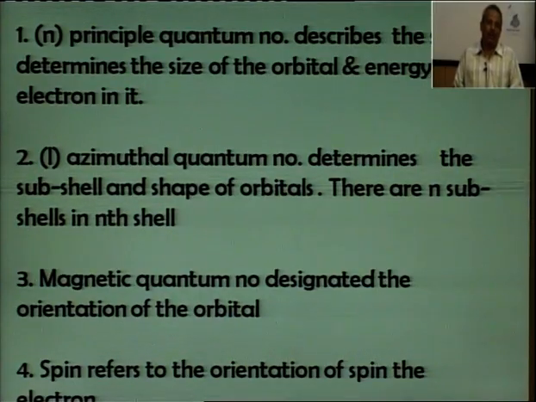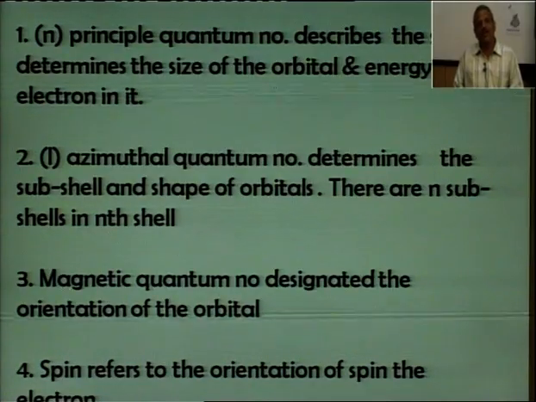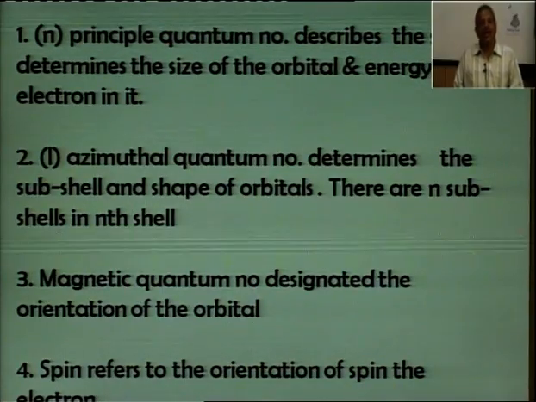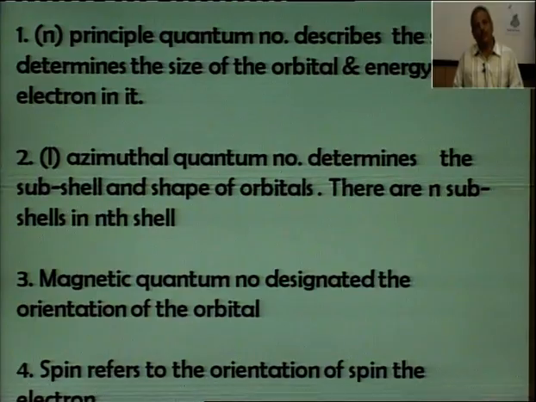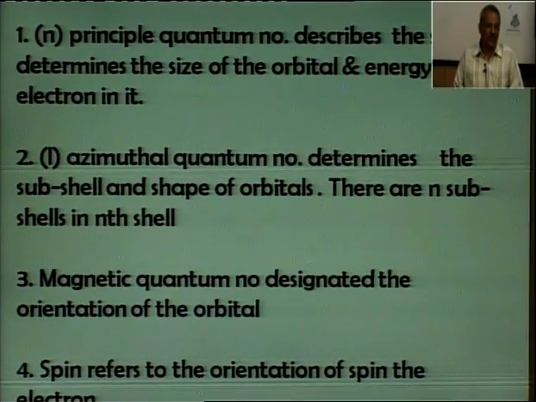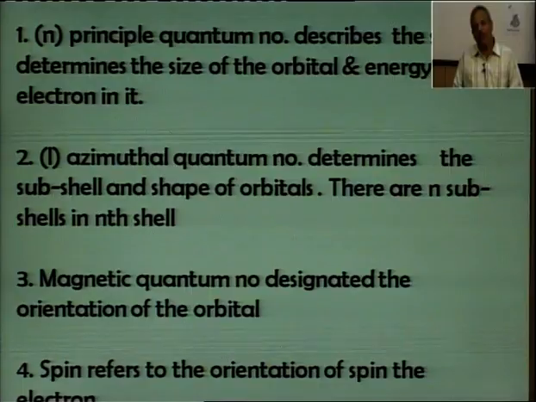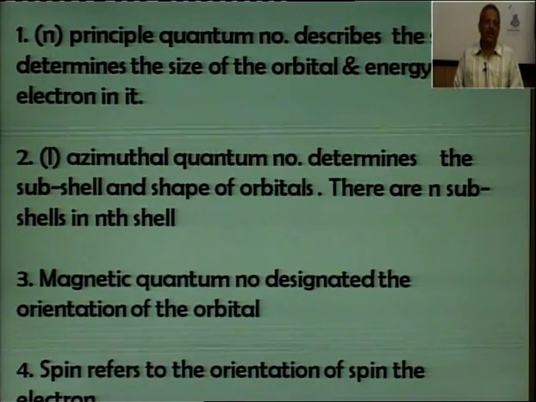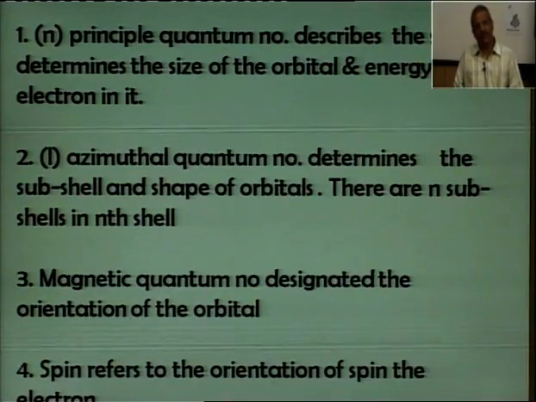The principal quantum number, designated by n, describes the shell, the size of the orbital, and the main energy level of an electron in an atom. L is the azimuthal quantum number. It determines the subshell and the shapes of the orbitals, whether the electrons are present in the s, p, d or f orbital. There are n subshells in the nth shell.